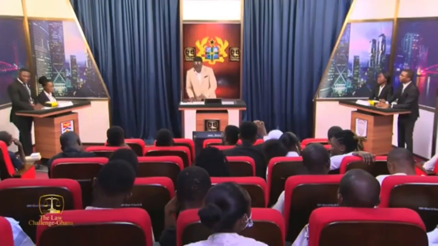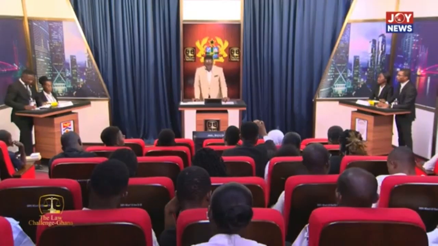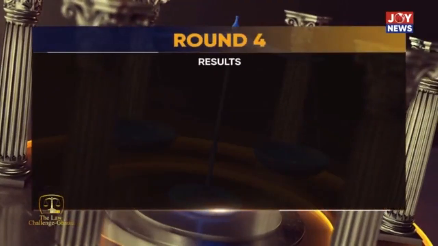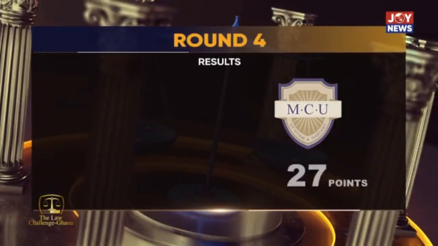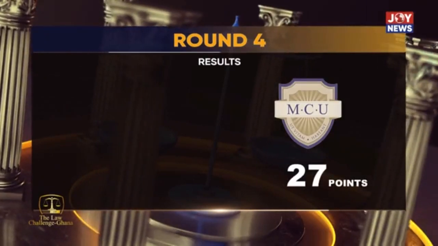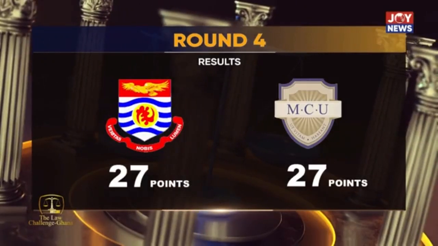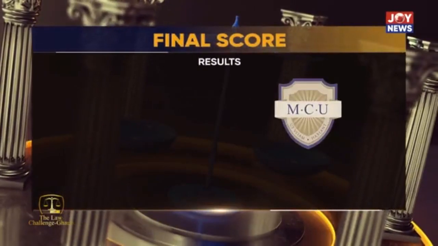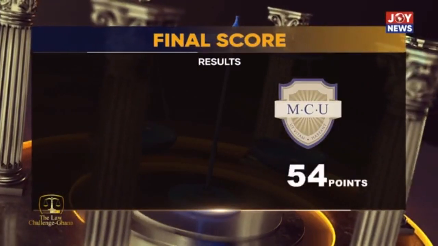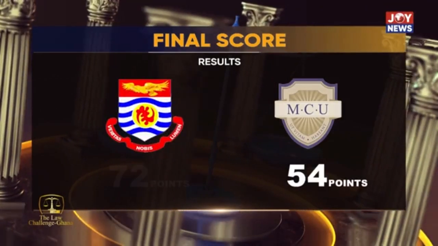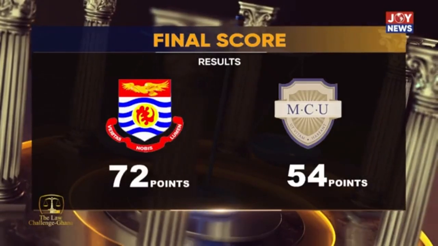The Law Challenge. And at the end of the fourth round, which is also the very final round, Mountcrest made 27 points as against UCC's 27 points. The cumulative total marks for Mountcrest University is therefore 54 points. And that for UCC is 72 points.